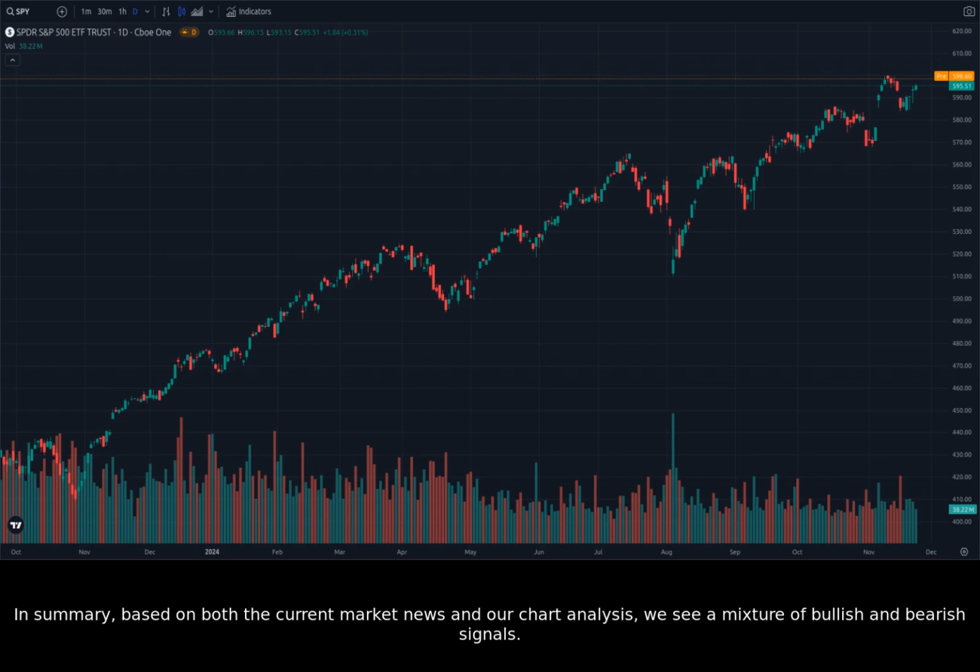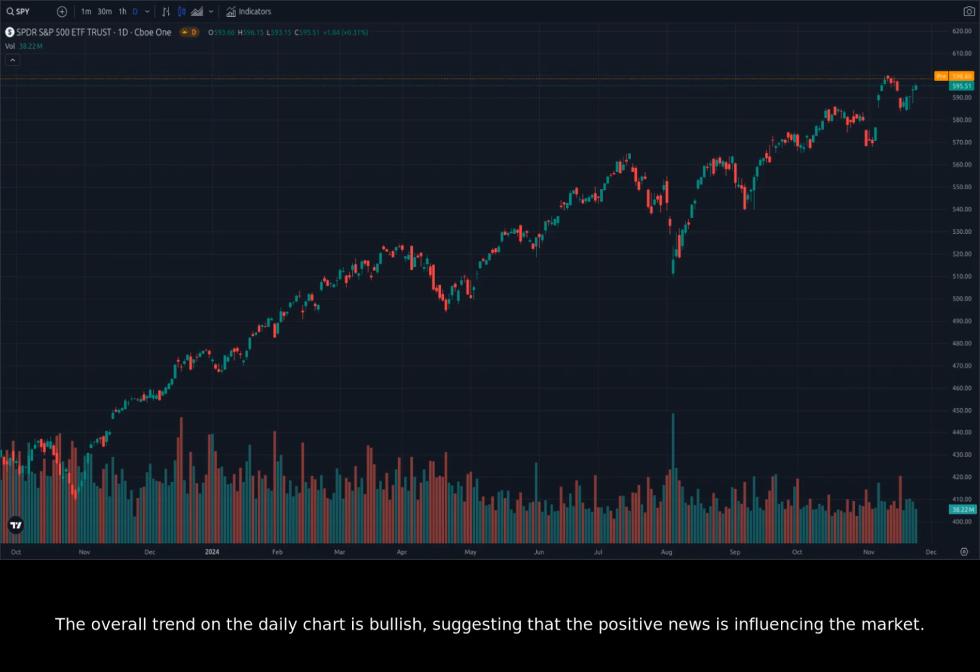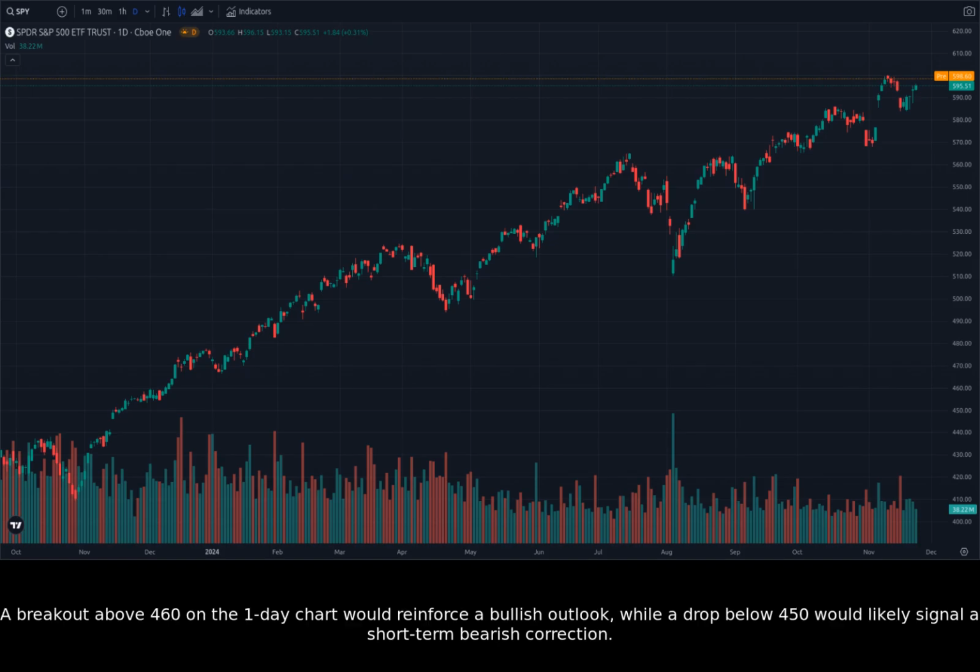In summary, based on both the current market news and our chart analysis, we see a mixture of bullish and bearish signals. The overall trend on the daily chart is bullish, suggesting that the positive news is influencing the market. However, the price has recently faced resistance at 460 on the one-day time frame and has been consolidating. A breakout above 460 on the one-day chart would reinforce a bullish outlook, while a drop below 450 would likely signal a short-term bearish correction.